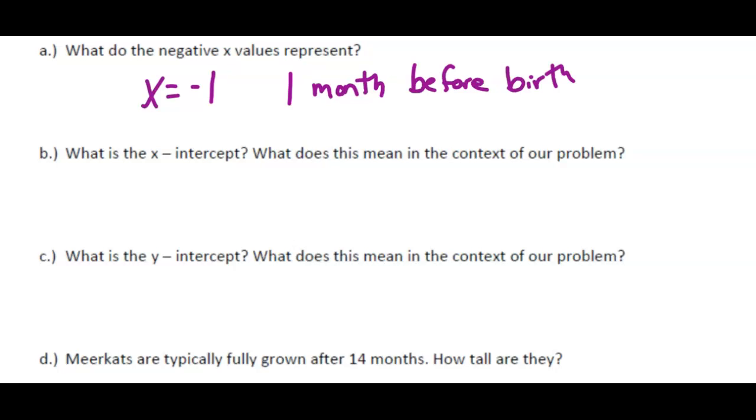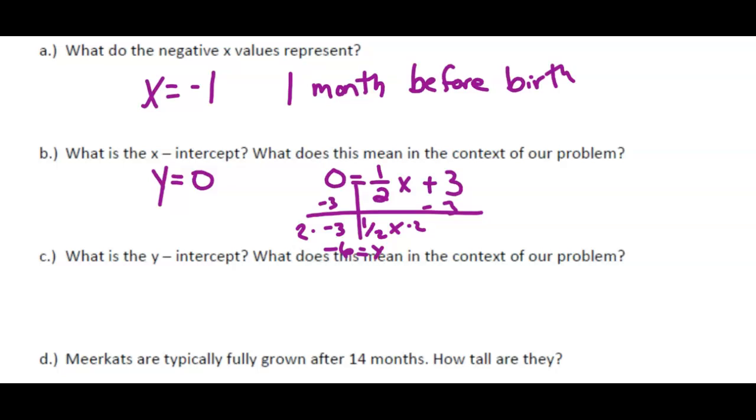What is my x-intercept? Remember that is when y equals 0. Okay, so I'm going to put 0 in for my y, and then I'm going to calculate that. So I need to solve this for x. I need to get these numbers away from the x. So I subtract 3 on both sides, or add a -3. Okay? I get 1/2 x.